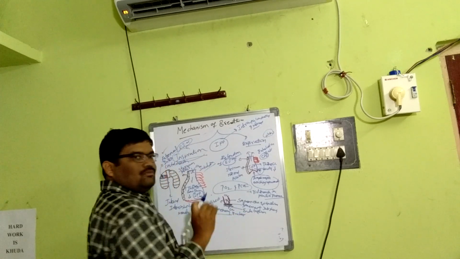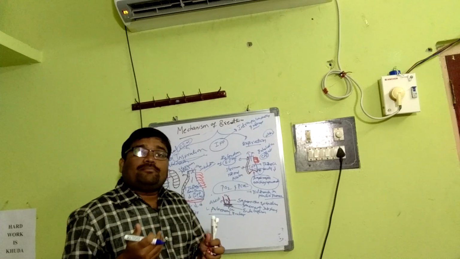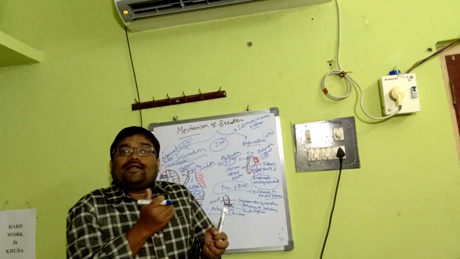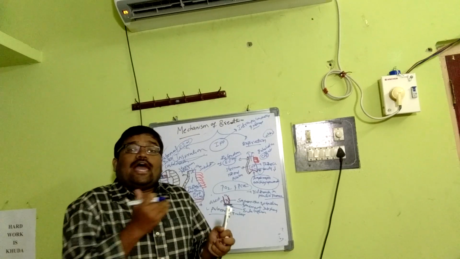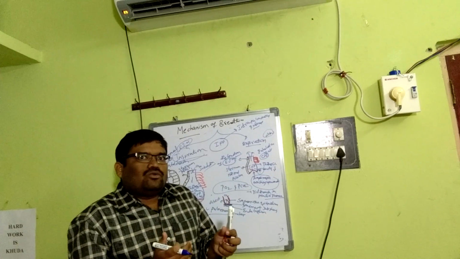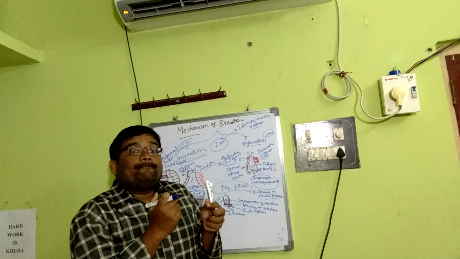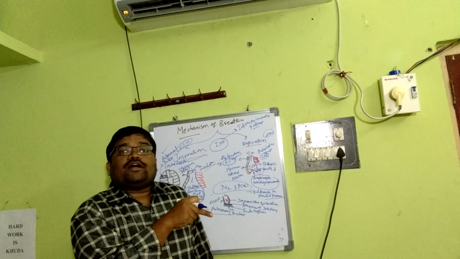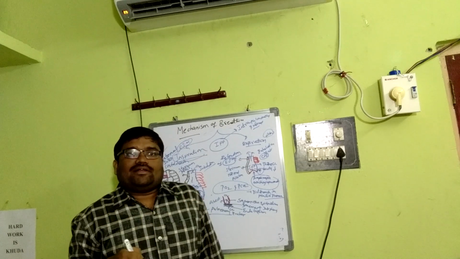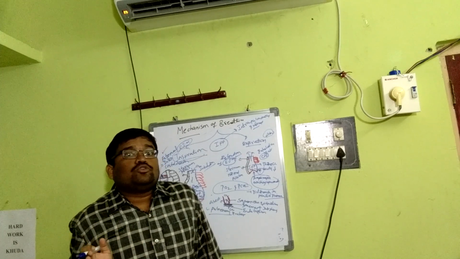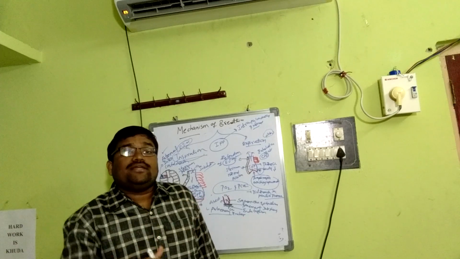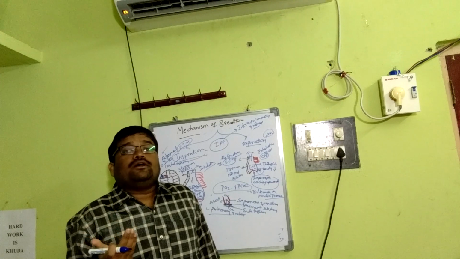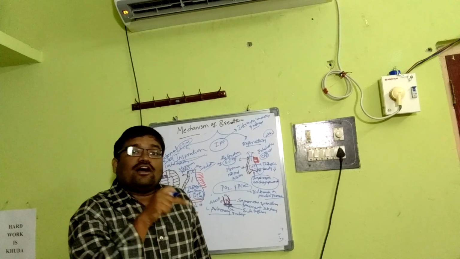How does this happen? Differences in the partial pressure of oxygen and carbon dioxide between the alveoli and the pulmonary capillaries, that means the blood in the pulmonary capillaries, allow diffusion. We have to take the oxygen inside. That means partial pressure of oxygen in the alveolus should be high when compared to the partial pressure of oxygen in the pulmonary capillaries. And we have to allow the carbon dioxide to move outside, to release it. For that, partial pressure of carbon dioxide in the pulmonary capillaries should be high when compared to the partial pressure of carbon dioxide in the alveolus.